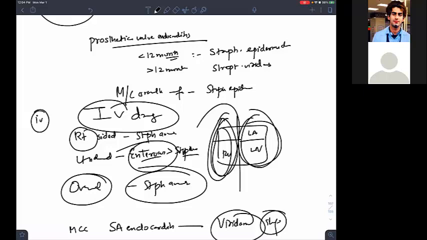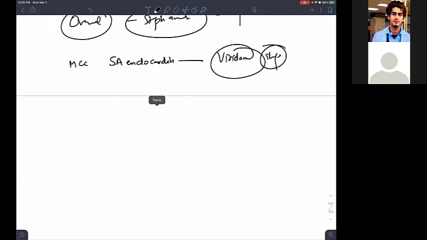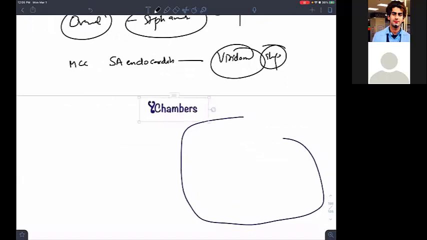If they ask you what is the most common cause of endocarditis in IV drug users overall, directly take Staph aureus. If right-sided involvement, Staphylococcus aureus. Left-sided involvement, Enterococcus greater than Staph aureus. What is the most common cause of subacute endocarditis? Strep viridans. Are we able to understand? This is the pattern, the standard of questions we will be tackling, and I have given everything in this video.